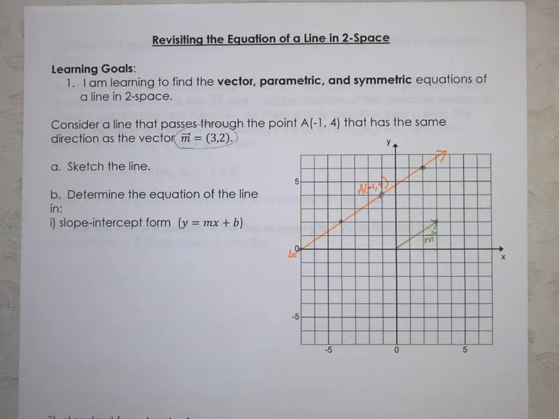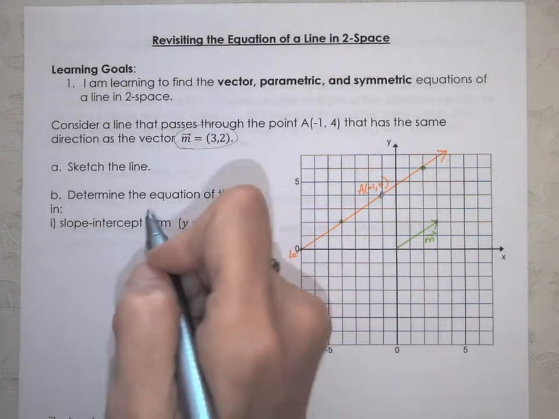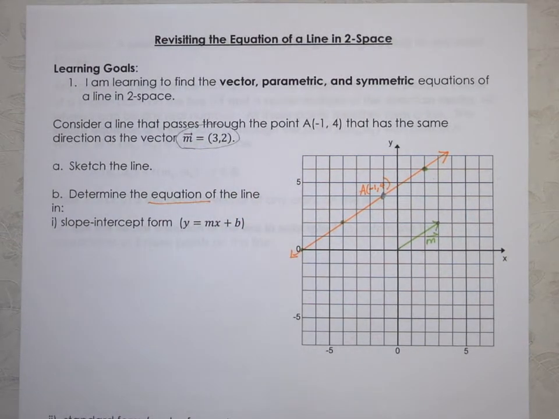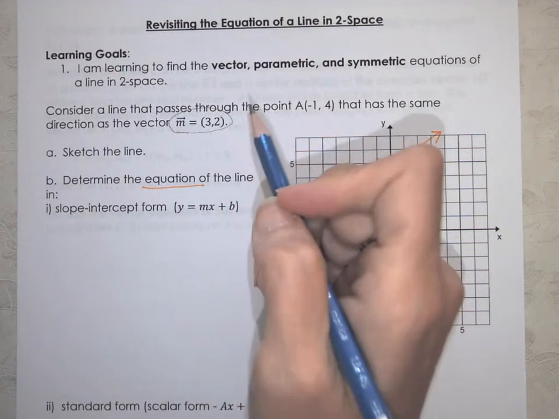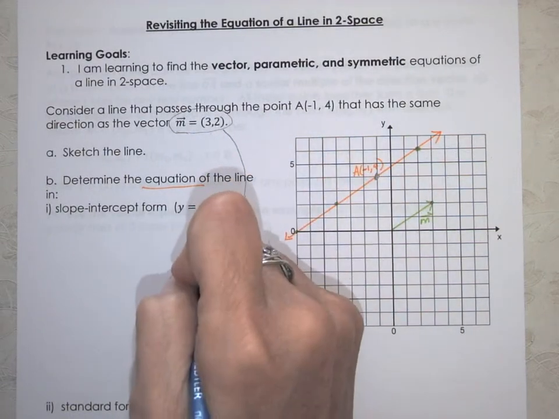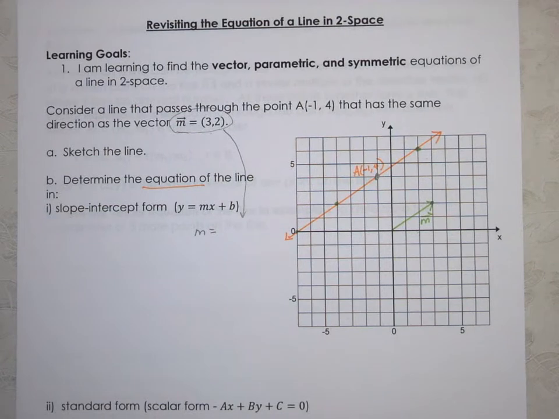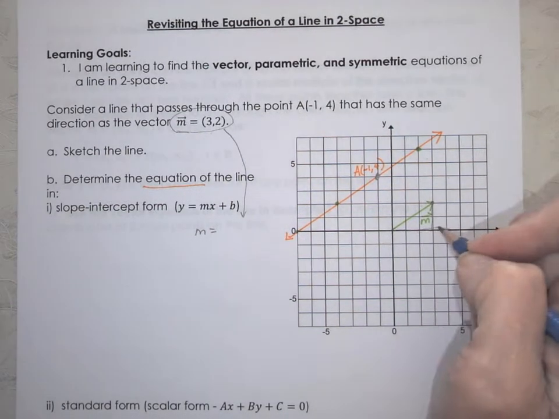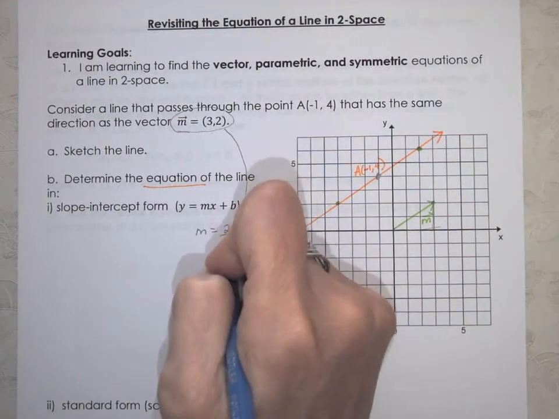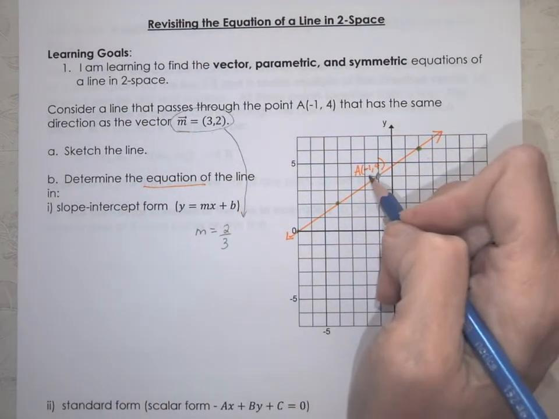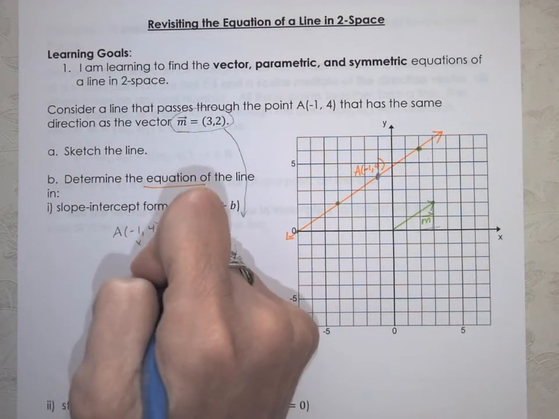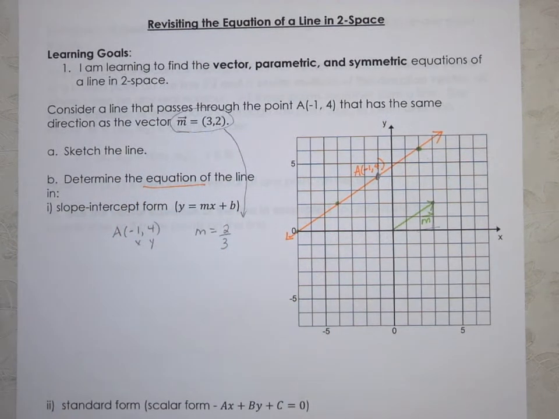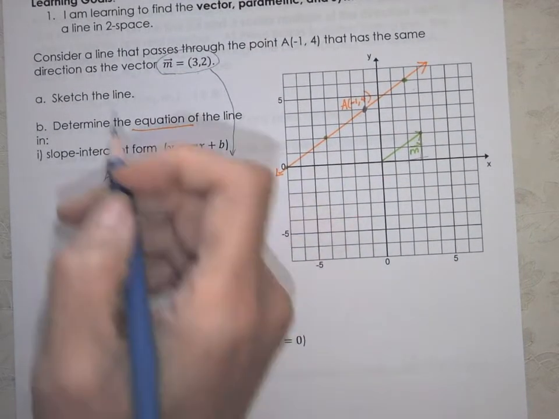So we sketched it. Now it asks us to determine the equation of the line we drew in slope-intercept form first, so back to grade 9. Given a direction vector of (3, 2), we can convert that to a slope. The slope is rise over run, so in our case it's positive 2/3. We also know a point on the line is A(-1, 4). So we know our slope and a point, and we can use y = mx + b to find the value of b.